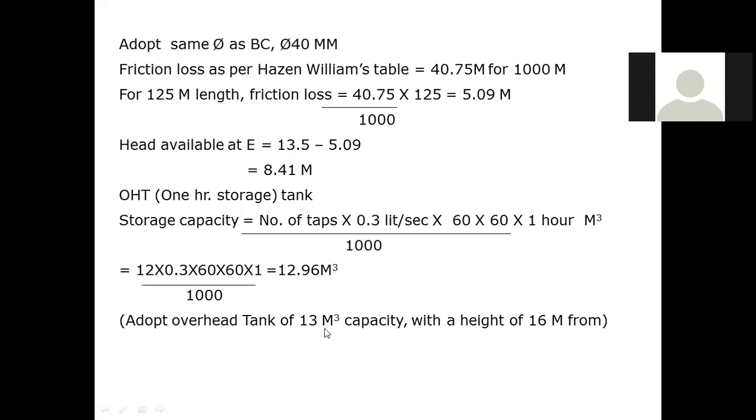So we have found out the tank capacity. We have found out how much the height should be in order to get a minimum 2 meter head at the end tip of the longest length of the pipe. Then we have found out the pipe diameter also. This is the way we find out the pipe diameter, the storage tank capacity, as well as the height. So that's about the sprinkler system. Is there any doubt related to the sprinkler system? You can ask.